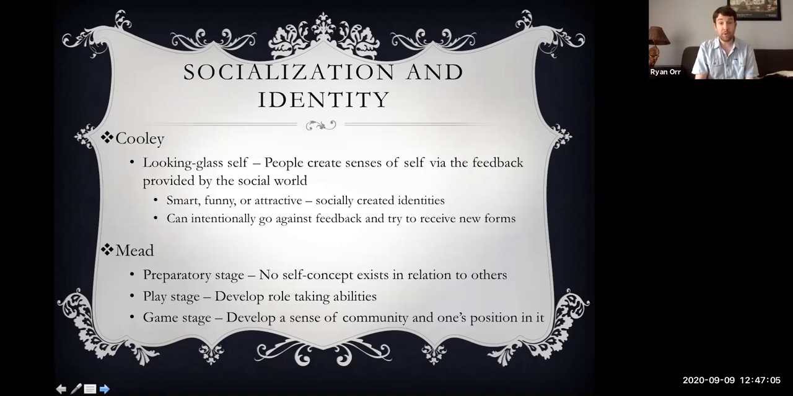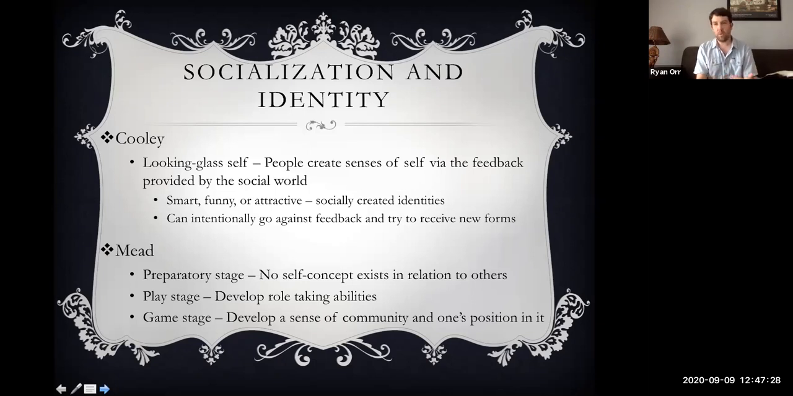So now we can get further into Cooley and also bring Mead into the conversation when it comes to the emergence of identity. When looking at the development of sociological ideas, you have to recognize where people are and what's going on around them, but also what's happened before them.